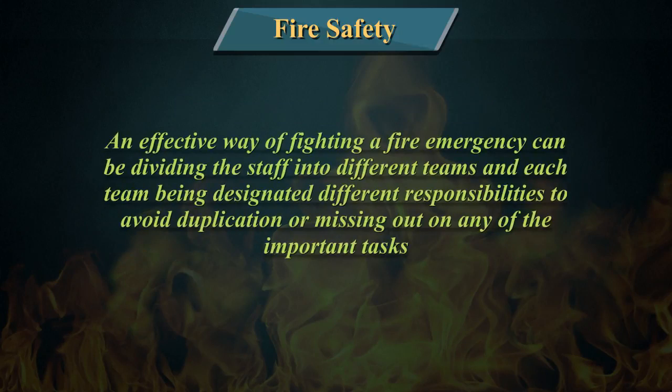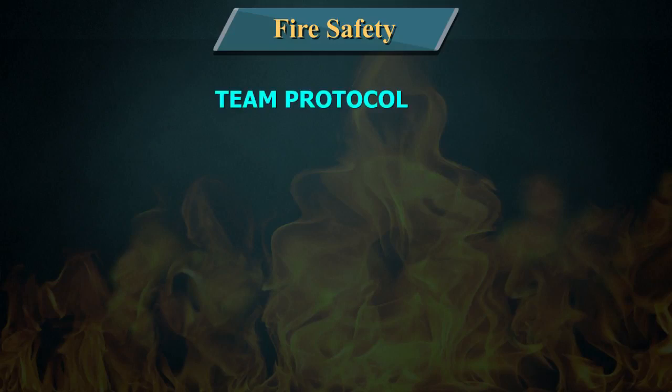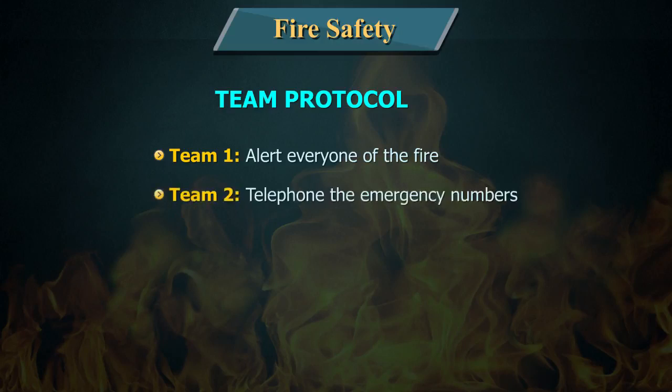An effective way of fighting a fire emergency can be dividing the staff into different teams, with each team designated different responsibilities to avoid duplication or missing out on any of the important tasks. An example of the team protocol to be followed in case of big fires is shown here. 1. Team 1. Alert everyone of the fire. 2. Team 2. Telephone the emergency numbers.